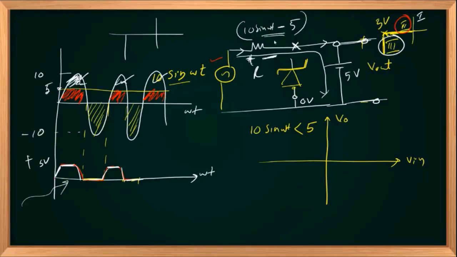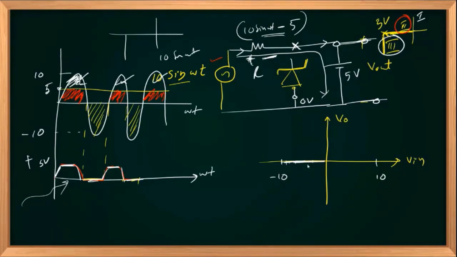So coming to the transfer characteristics, once you have the output waveform, you can easily draw the transfer characteristics. First, you should note that your input is varying between -10 to +10 because it is a 10 sin omega t signal. When V in is negative, V out should be 0 volts. So this will be flat. For different negative values of V in, V out is always 0.